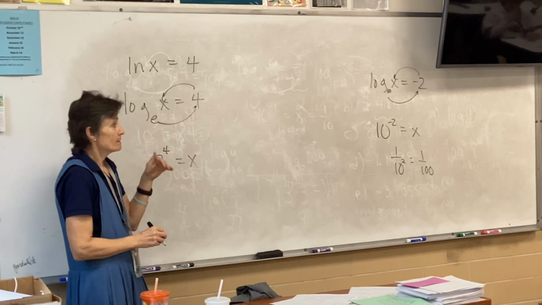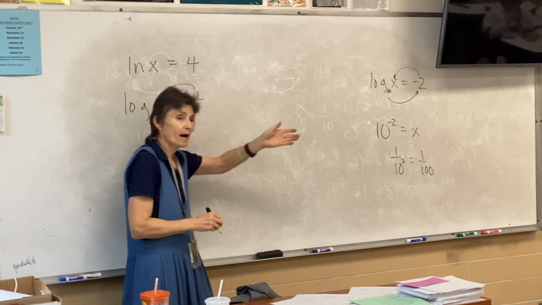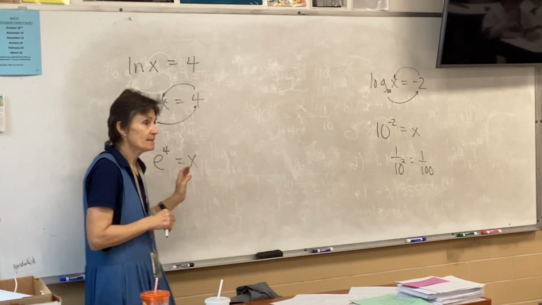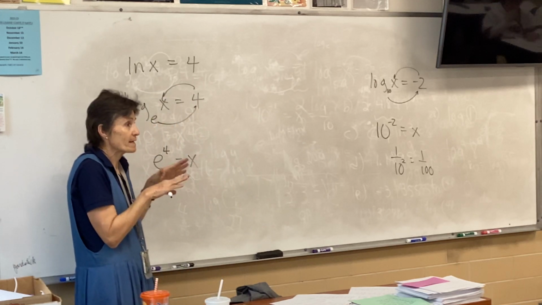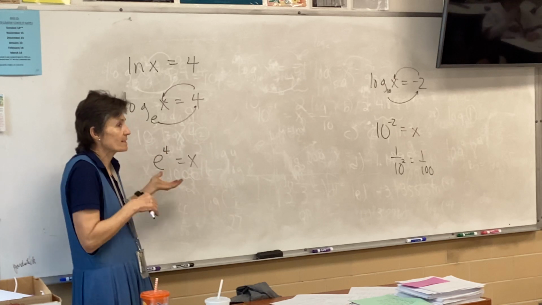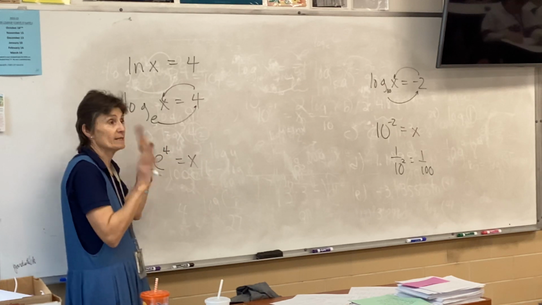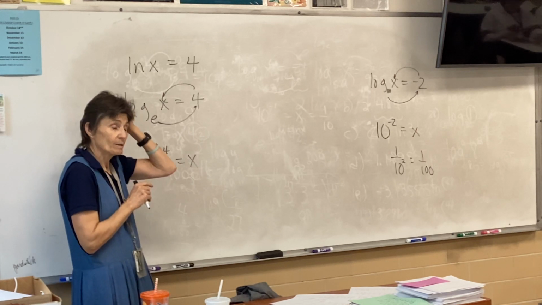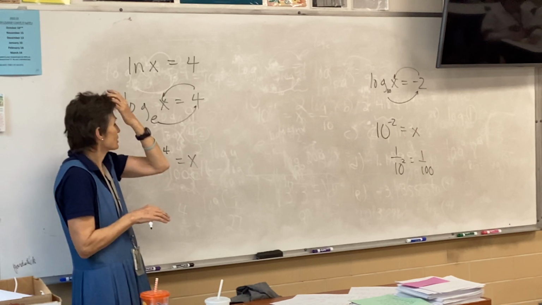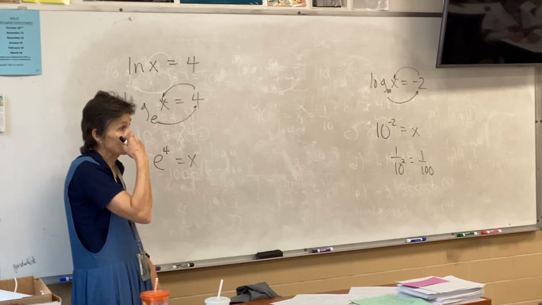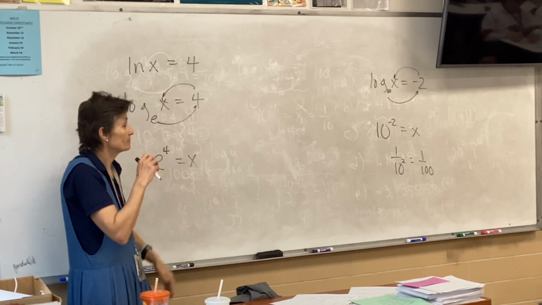Now, 10 to the third, I could physically multiply 10 times 10 times 10. E to the fourth, without a calculator, I don't know, that's a number like pi. It just is. So we're just gonna leave it e to the fourth. We're not using a calculator on these. Perfectly okay. It's like saying 22 pi, it's okay.